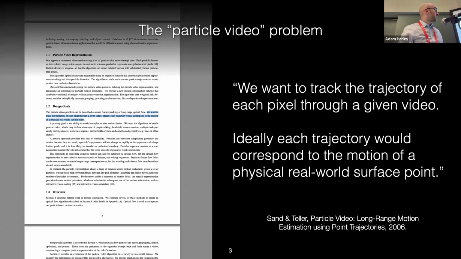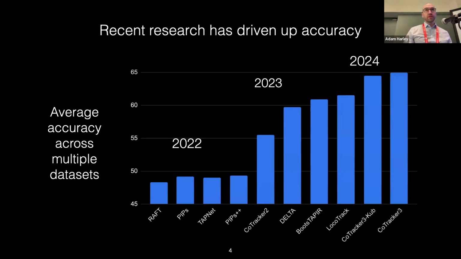Sand and Teller wrote in their particle video paper, we want to track the trajectory of each pixel through a given video. Ideally, each trajectory would correspond to the motion of a physical real-world surface point. So this hasn't changed. What has changed is that people have started to care more about the problem and actually work on it. We've created benchmarks, we've driven up accuracy on these benchmarks, and we've done so with pretty substantial gains.